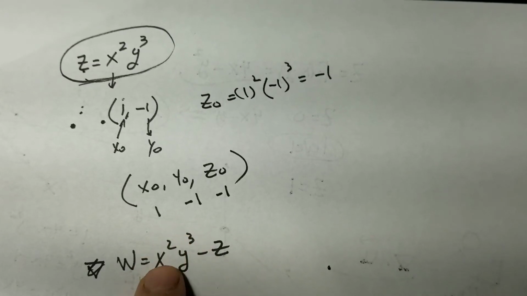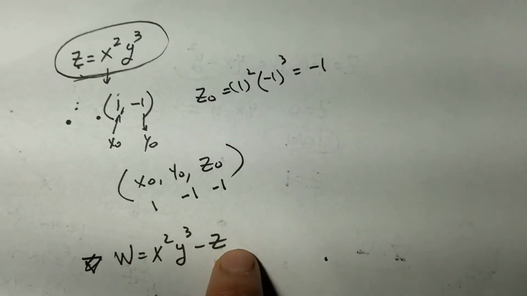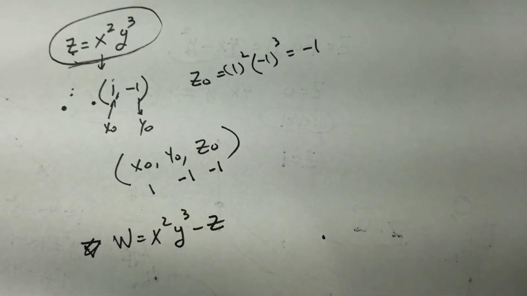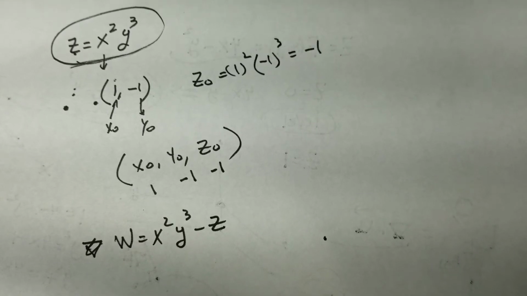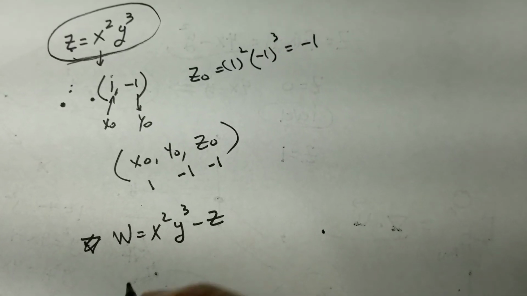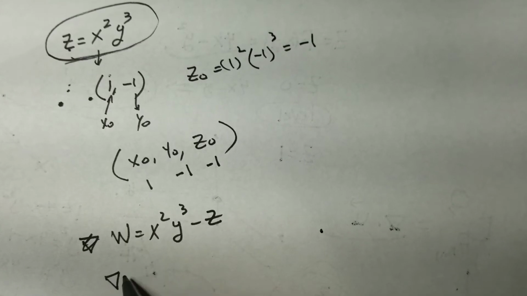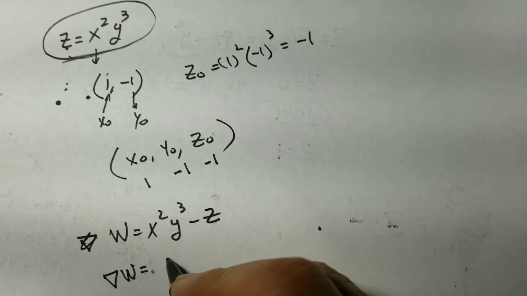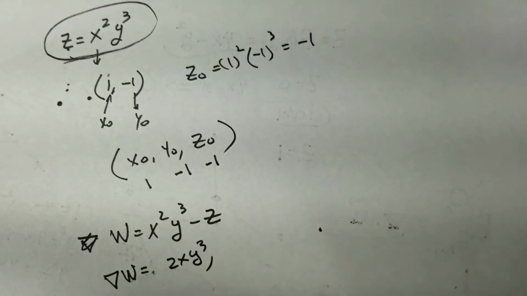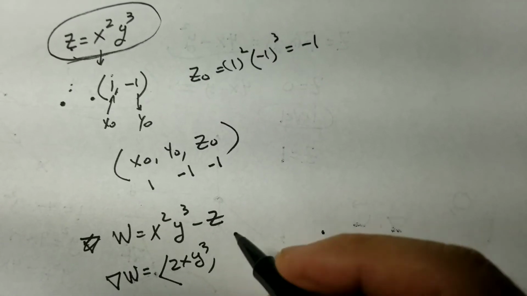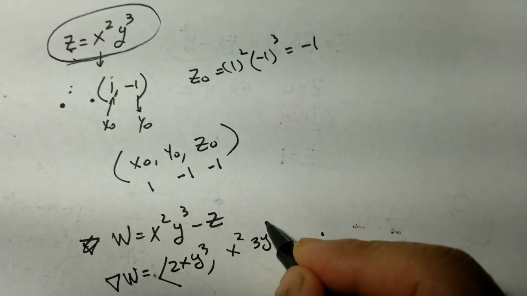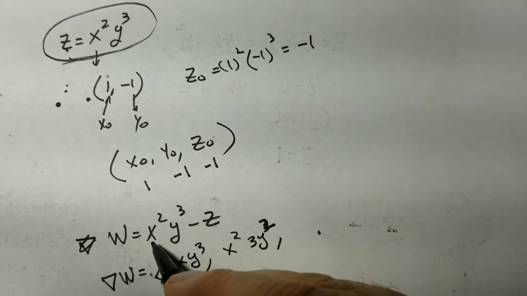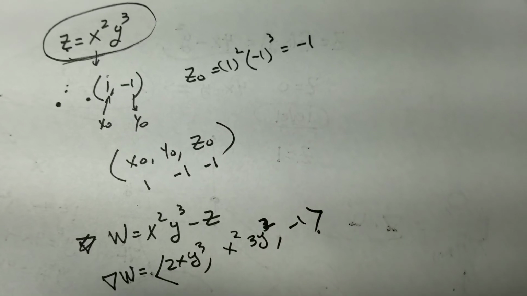Then, if your x is 1, your y is negative 1, and your z is negative 1, we know what the W is. Therefore, we know that level surface at what height it is. Therefore, I need to write the equation of the normal line. I need my gradient with respect to x, that's 2xy cubed. With respect to y, x squared times 3y squared. And with respect to z, this is 0 and it's a negative 1.